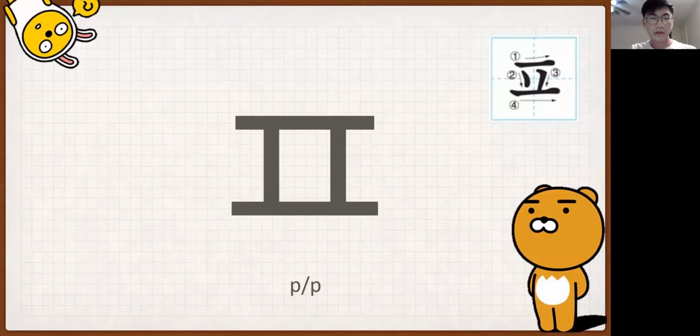Then this one is piup. And so this is not a hard P. This is like a soft P, like piup. Is there a batching for that letter?